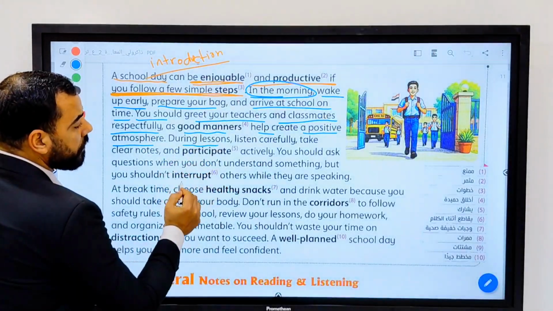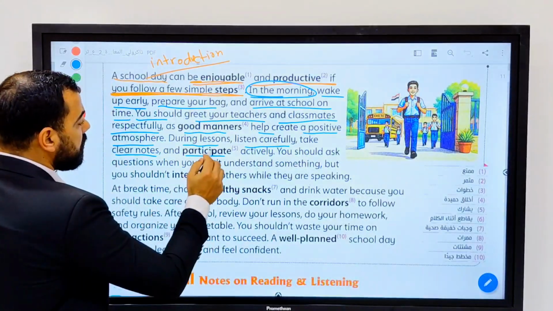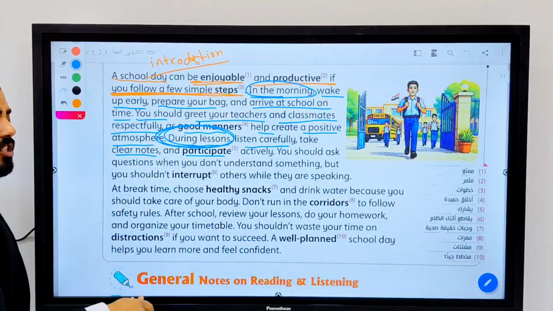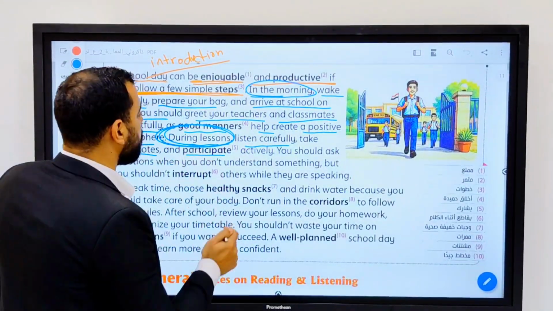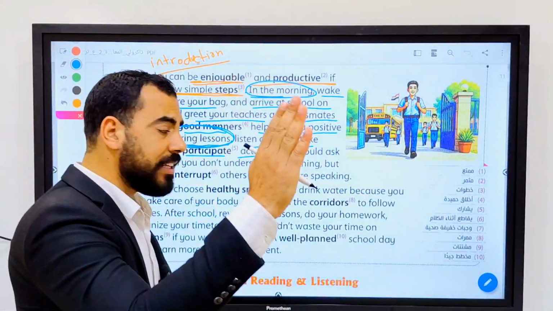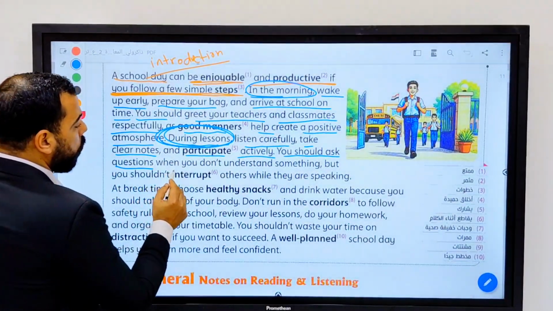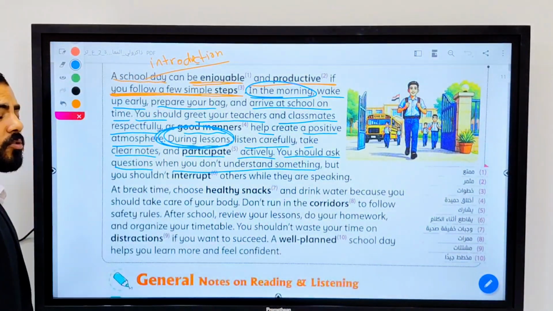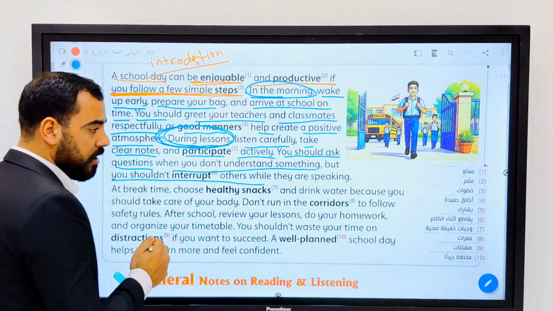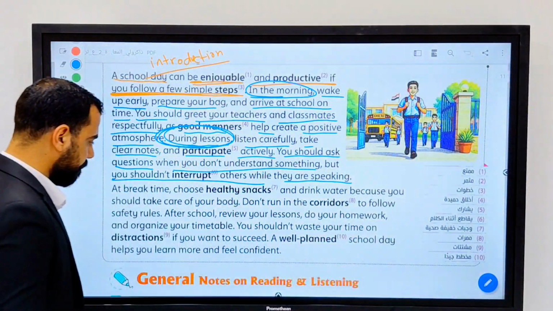During lessons, listen carefully, take clear notes, and participate. So this is what happens during the lesson, when you get into the classroom. Listen carefully to your teacher, take clear notes, and participate actively. Raise your hand to answer questions and concentrate. You should ask questions when you don't understand something. You should raise your hand to ask questions, but you shouldn't interrupt others. You shouldn't stop the teacher while they are speaking.